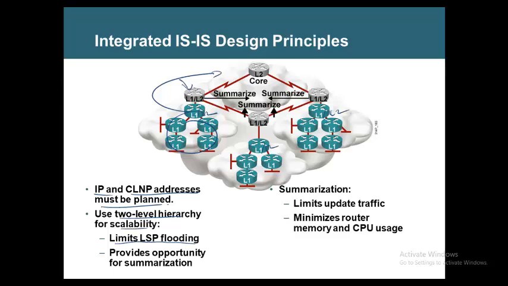Why you have OSPF with multiple area? To localize the impact of topology change, to get a summarization point, to reduce the detailed LSA getting flooded. That is what here in another word said limits LSP flooding. Next, provides opportunity for summarization. Yes, because you got multiple areas, you can summarize on that L1, L2 route.